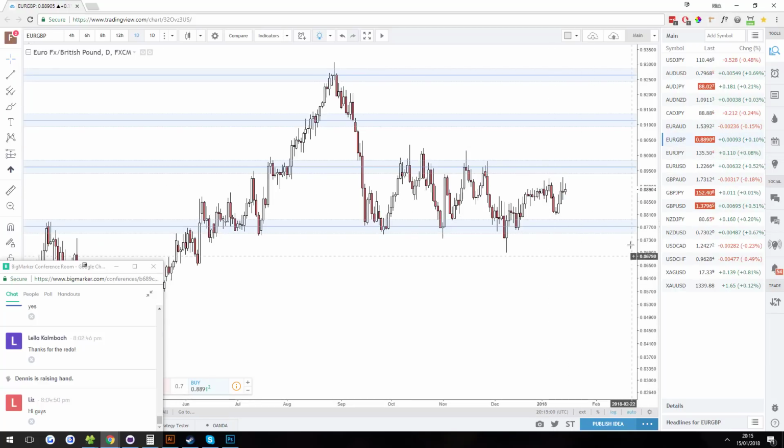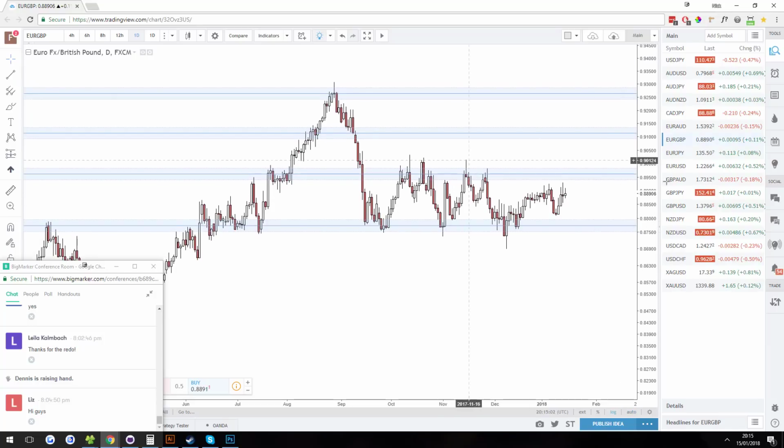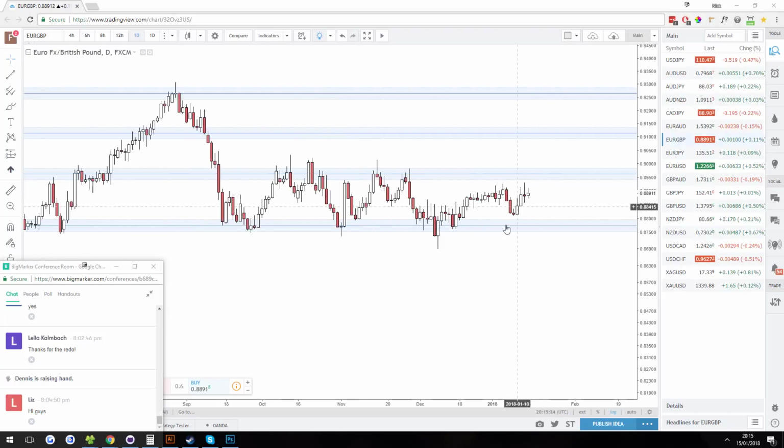Alright, Euro GBP is actually stuck in a pretty tight range here. It's been stuck in this range for a while now. Fell down into this support area, came back up. Tried to get through this resistance, failed, came down to the support, resistance, support, resistance, and so forth. It's been stuck in this range for quite some time. It's been a pretty messy range, but it's a range nonetheless.